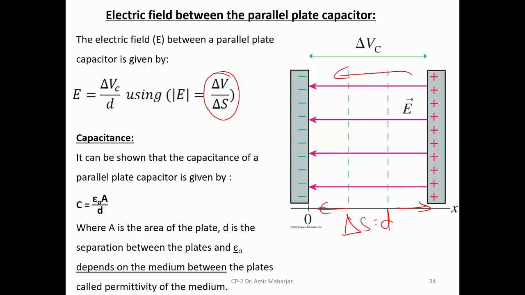So capacitance depends on many factors, shape and size. Capacitance is also given by this. This is called permittivity. It's a Greek letter epsilon naught, right? It's the permittivity of the medium. A is the area of the plate, and D is the separation between the two plates.